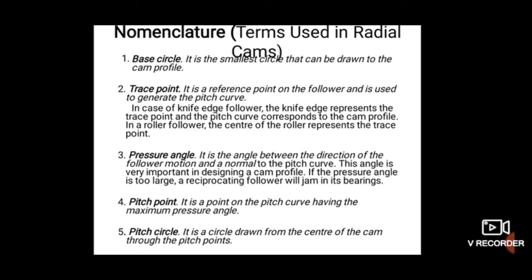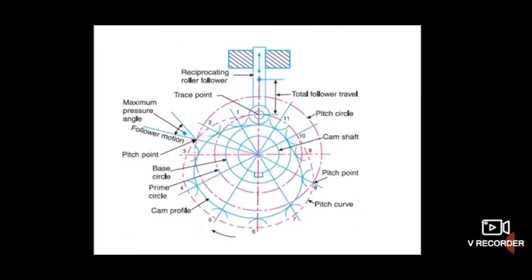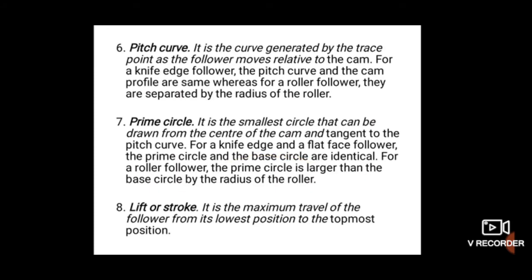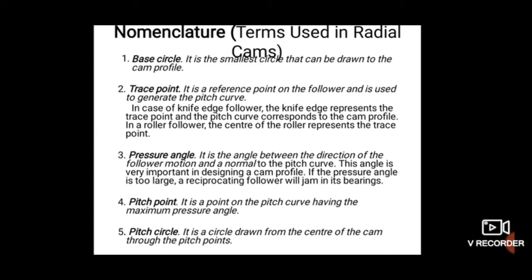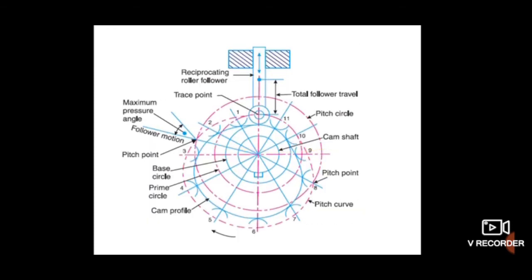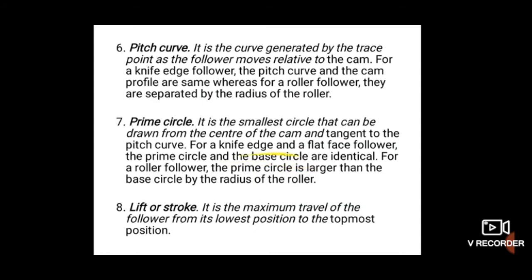Next is pitch point. It is the point on the pitch curve having the maximum pressure angle. So in the previous definition we have discussed that pressure angle will be different at different points. So the point at which pressure angle is maximum is known as pitch point. Pitch circle. It is the circle drawn from the center of the cam to the pitch point. So it is the circle that we can draw from the center of the cam to the pitch point. So this circle is known as pitch circle.